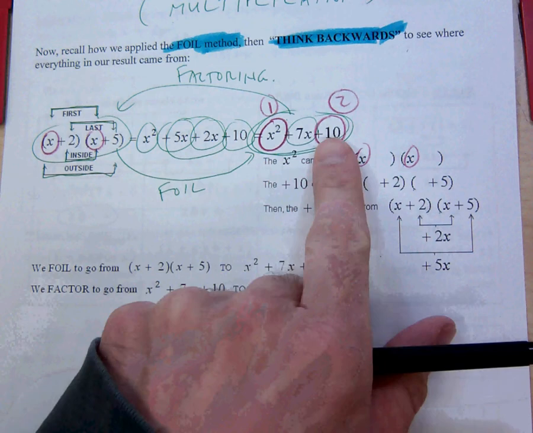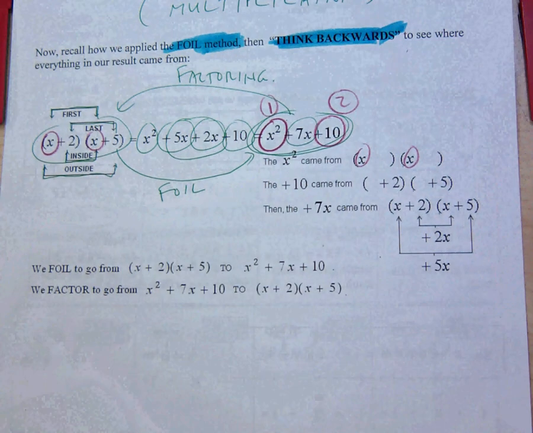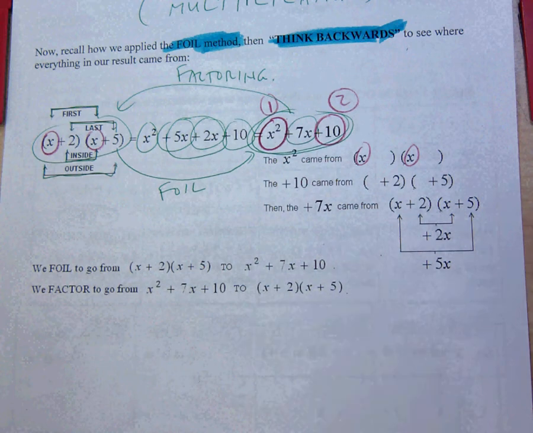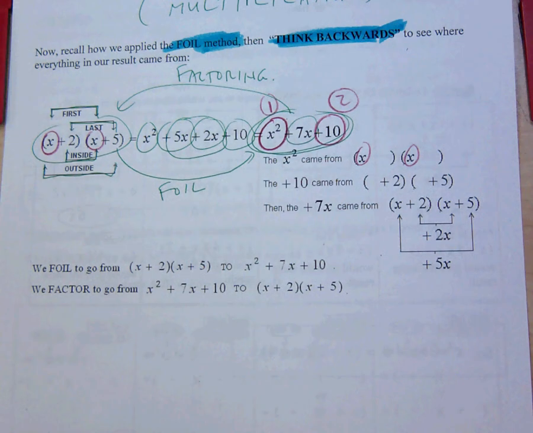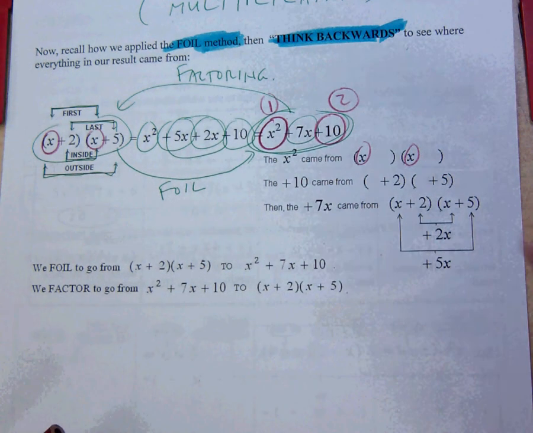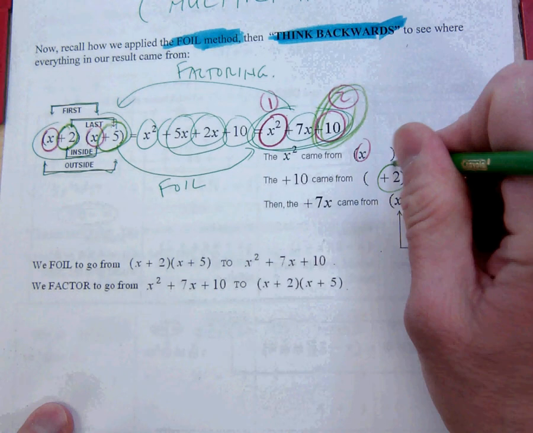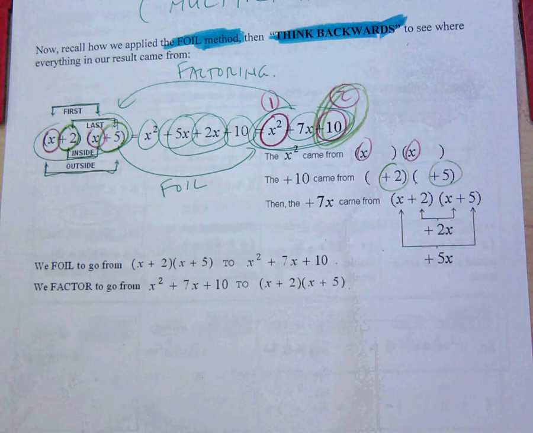Where could a plus 10 come from? Well, where did the plus 10 come from in this case? It came from the, again, let me write that down. This came from the plus 2 times the plus 5, didn't it? In those two spots right there?